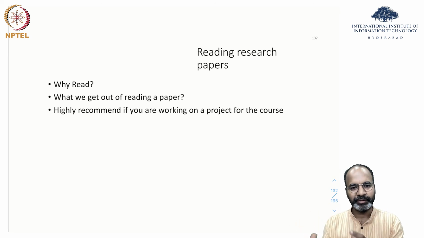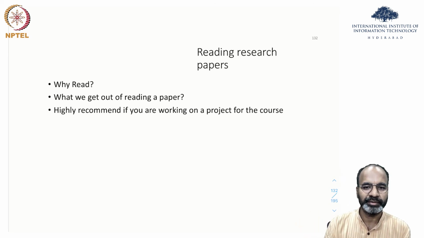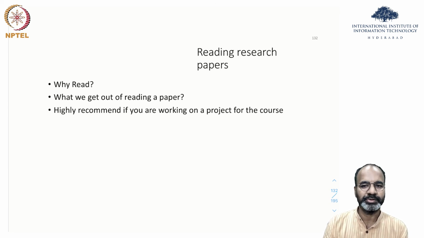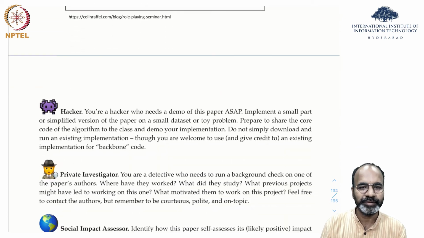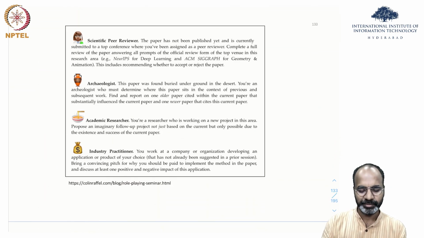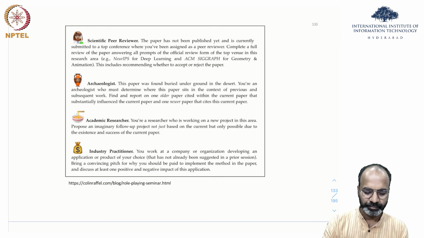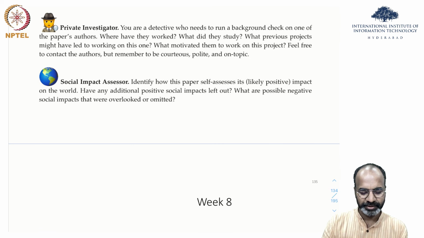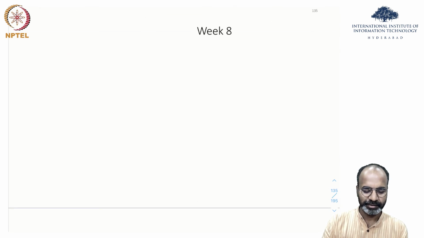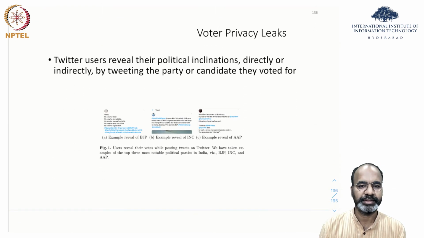Then we shared a video where students talked about how to review a paper. So I hope that in the process you've learned how to review a paper with these different roles. It's just another way of reviewing a paper, but you could just think of it as a scientific researcher reviewing the paper. These are the roles, right? Scientific reviewer, archaeologist, academic researcher, industry practitioner, hacker, private investigator, and social impact assessor. That's how we ended week 7.